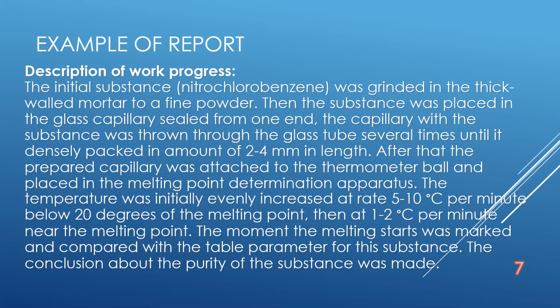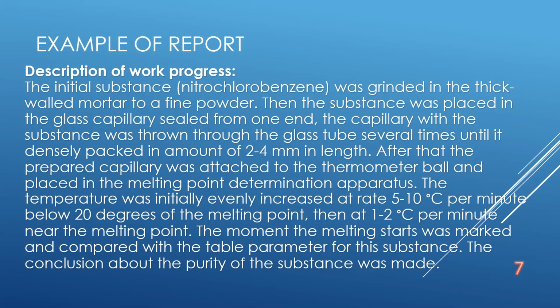It should be packed densely, because when you determine the melting point, you could confuse the packing of substances. If the substances are not packed densely, they will deform before melting, and the temperature of such deformation will be much lower than the actual temperature of melting. So to prevent such a process, we should pack it densely, and the process of packing densely is thrown several times through the glass tube, usually 3 to 4 times.